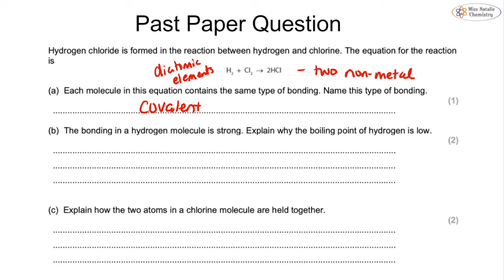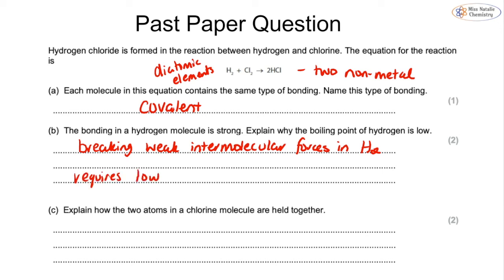For part B, the bonding in a hydrogen molecule is strong, but the boiling point of hydrogen is low. We want to explain why. So this is where we have to think about what bonds are being broken. So we are breaking weak intermolecular forces in hydrogen. And that requires a low amount of energy, which therefore means that we have a low boiling point.